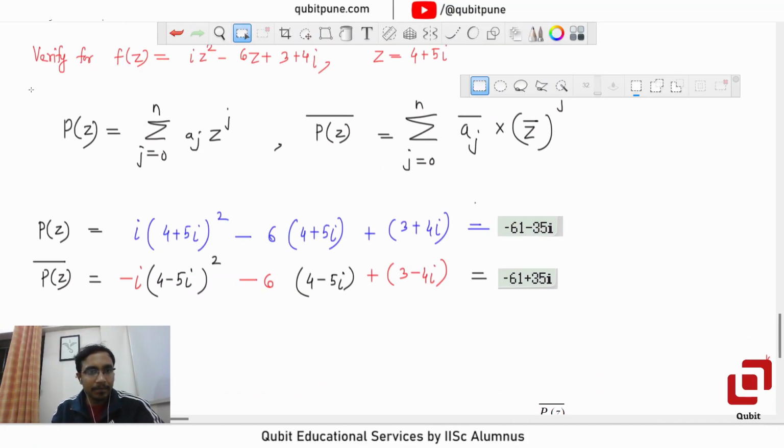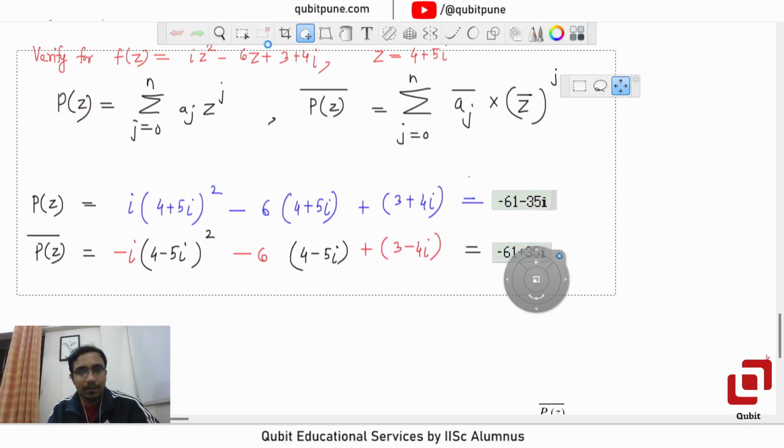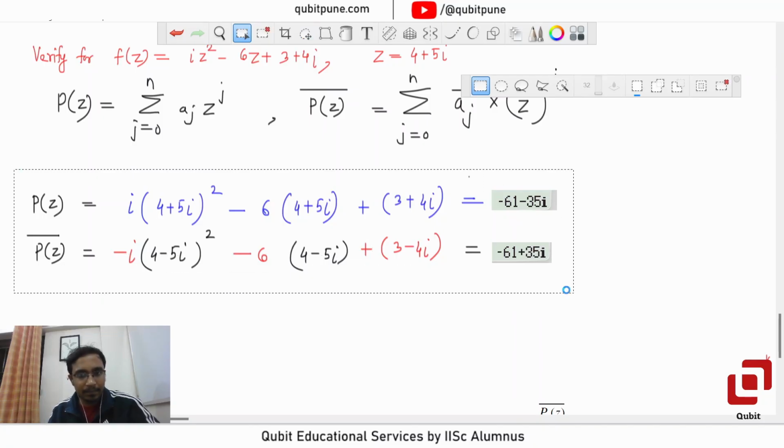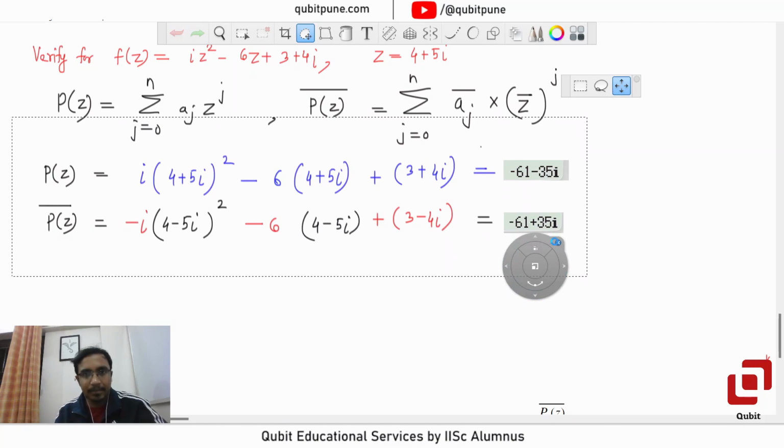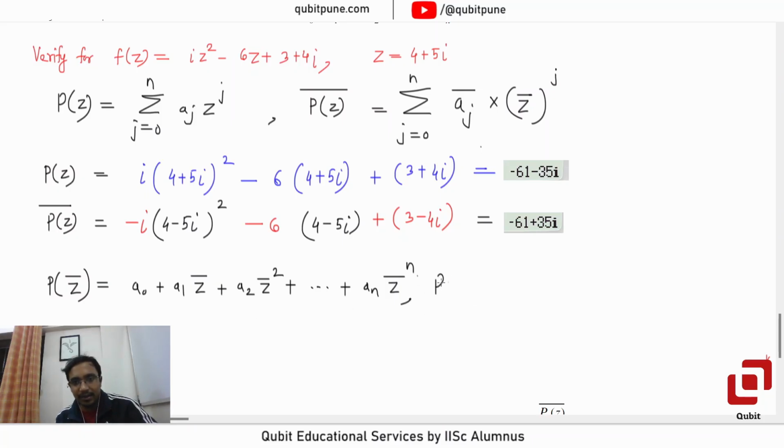Okay, look. Suppose I ask you P of Z bar, that will be A naught plus A1 Z bar plus A2 Z bar squared, up to AN Z bar raised to N. And if I ask you what is P bar of Z, then it will be A naught bar plus A1 bar Z plus A2 bar Z squared, and so on till AN bar Z raised to N.